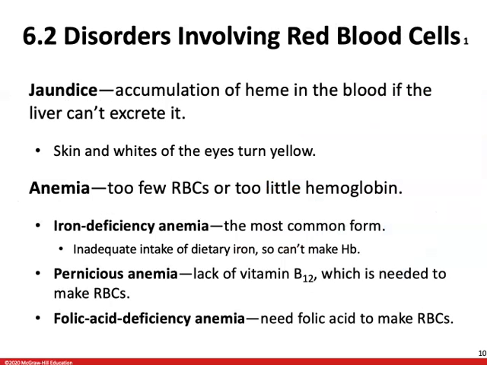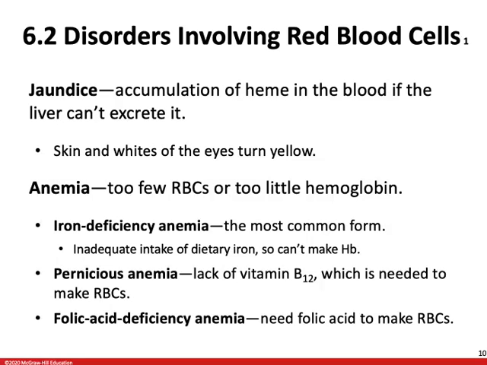There are several disorders that involve red blood cells. Jaundice is an accumulation of heme in the blood if the liver can't excrete it. What happens is that the skin and the whites of the eyes can start to turn yellow. Anemia happens when we have too few red blood cells or too little hemoglobin. So ultimately, anemia is caused by a lack of oxygen, and again, due to too few red blood cells or not enough hemoglobin in those red blood cells.